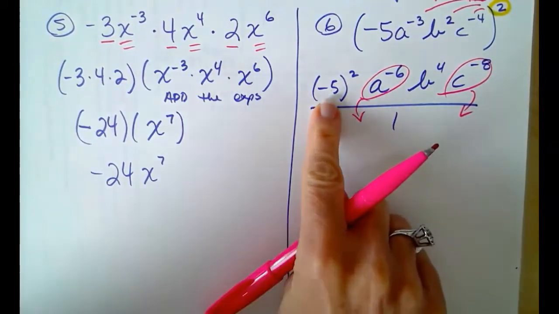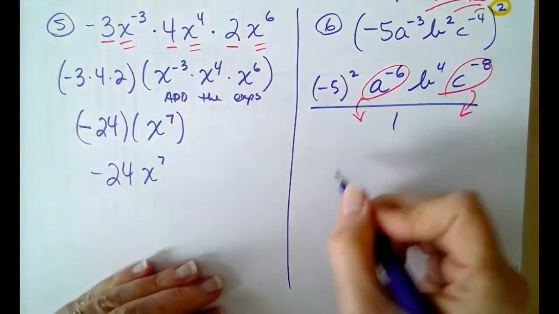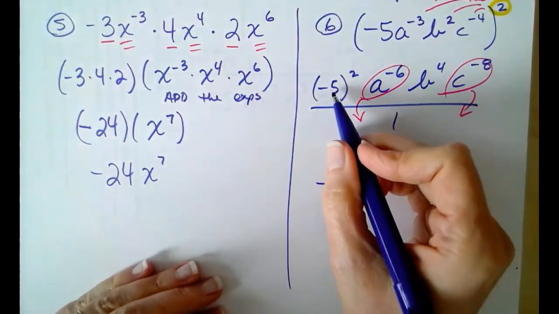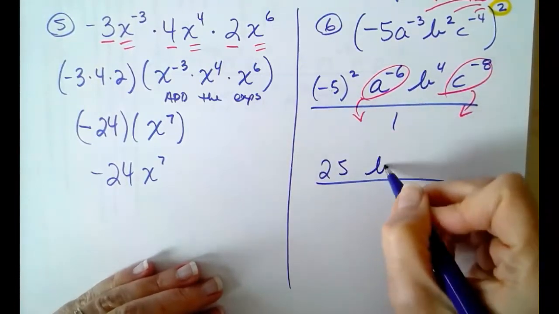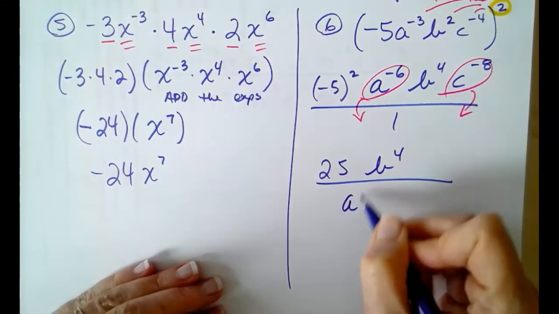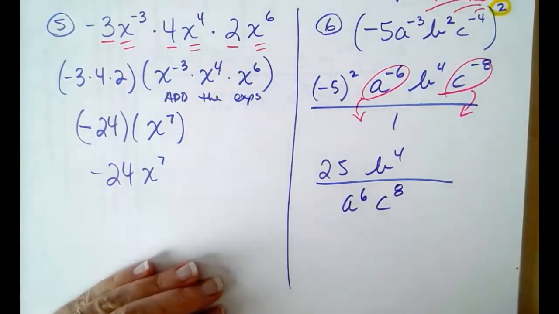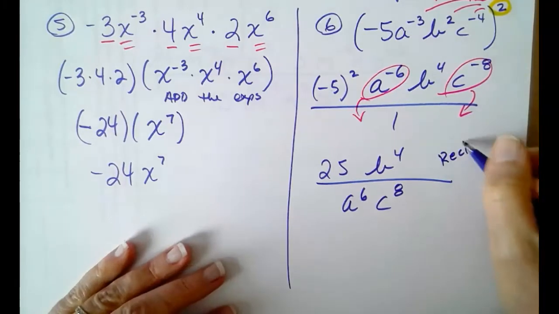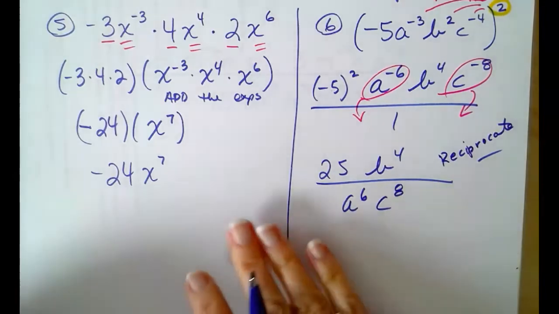This coefficient is negative, but its exponent is positive. It stays on the top. Negative 5 times negative 5 is 25. b to the 4th stays on the top. a to the 6th goes to the bottom. And c to the 8th goes to the bottom. We reciprocate negative exponents.